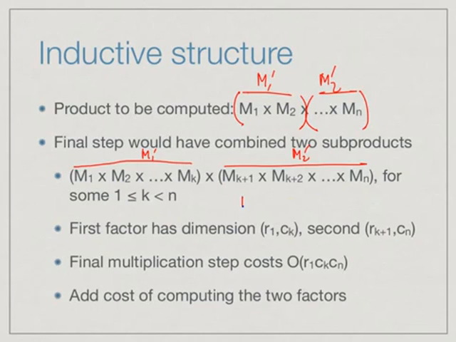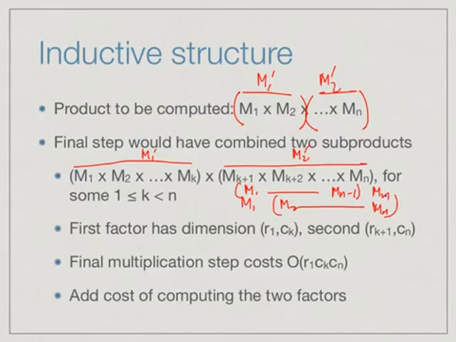So in the extreme case, I could have done M1, and on the other side, I could have done M2 up to Mn, this whole thing. In the other extreme case, I could have already computed M1 to Mn minus 1, and now I want to finally multiply it by Mn. Or it could be anywhere in between.